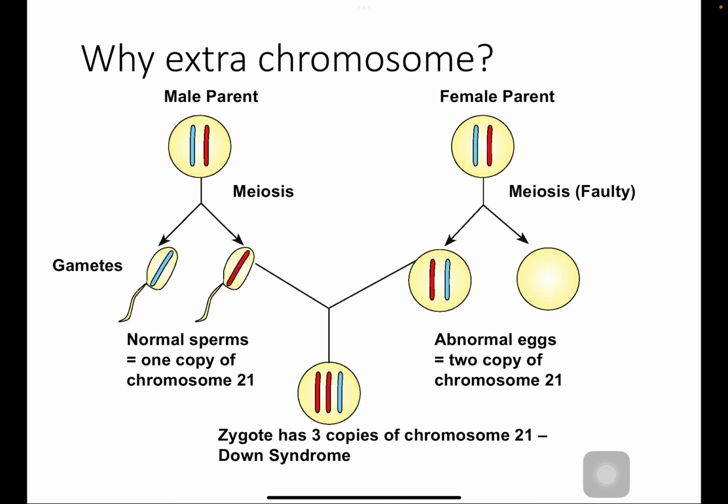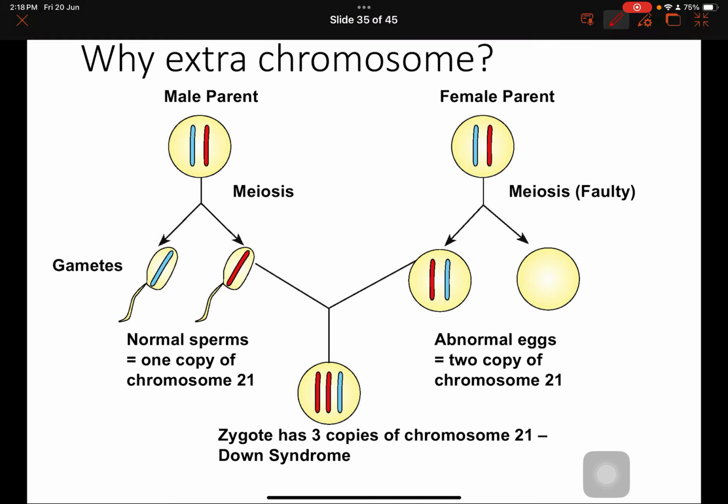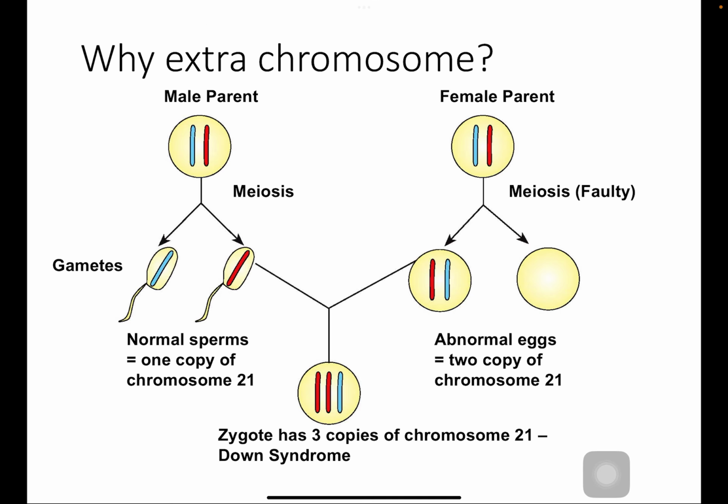So how does this happen? Like what I mentioned just now, why is there this extra chromosome? It is due to an error during gamete production. It could happen to either the father or the mother, but in this case, it happens to the mother instead. So what happens?